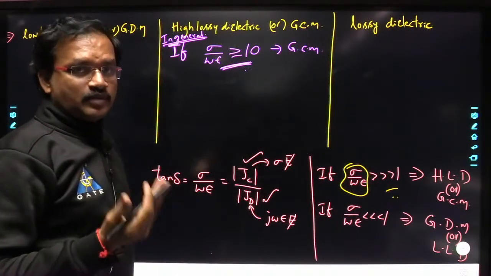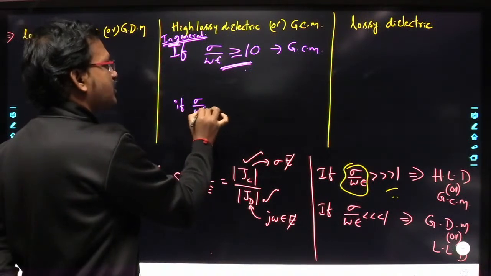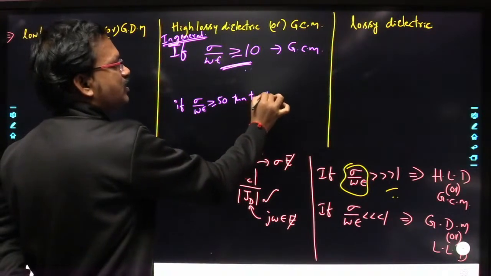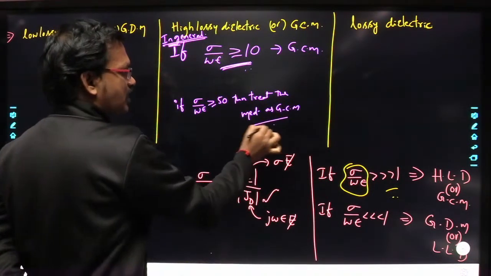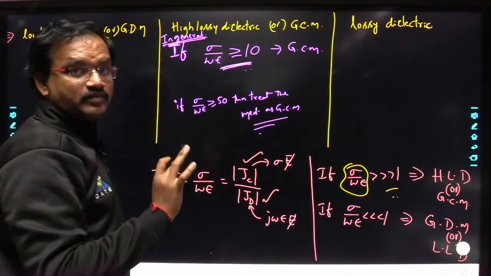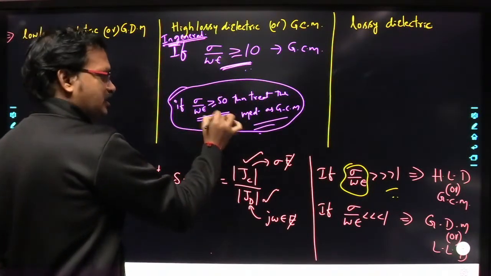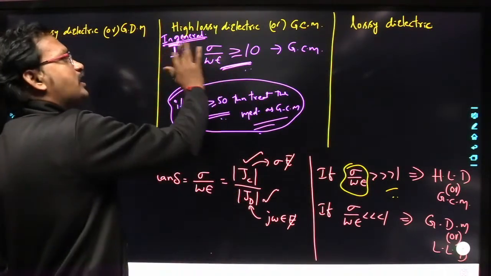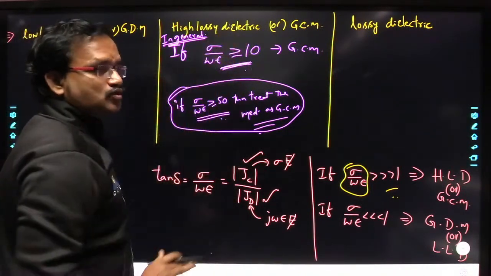If suppose in the problem they have given that if the sigma by omega epsilon ratio is greater than or equal to 50, then treat the medium as a good conducting medium, then you have to take this condition here. But if they have not mentioned any condition like this, then by default, if the sigma by omega epsilon ratio is greater than or equal to 10, we treat the medium as a good conducting medium.